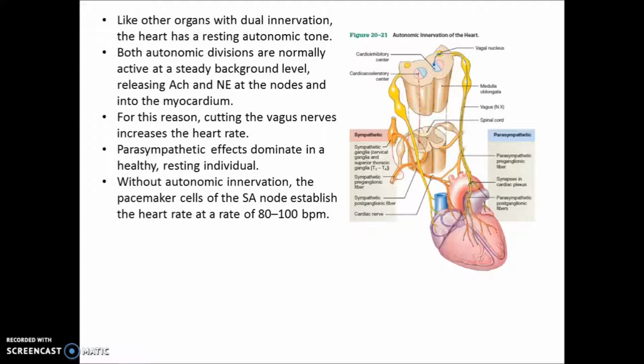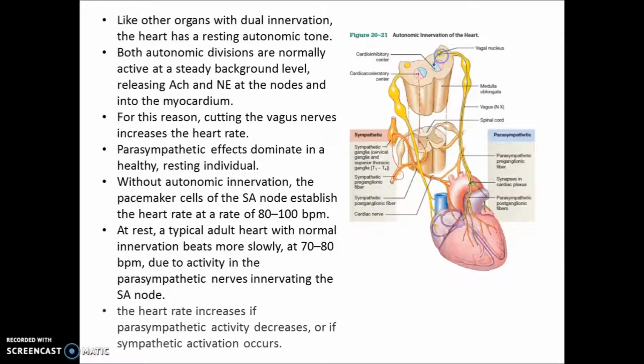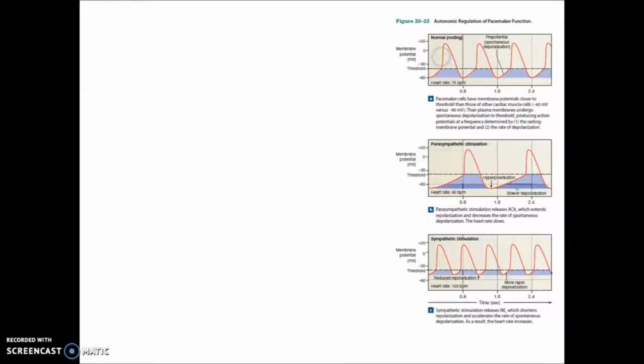Without autonomic innervation, the pacemaker cells of the sinoatrial node establish the heart rate at 80 to 100 beats per minute. At rest, a typical adult heart with normal innervation beats more slowly, at 70 to 80 beats per minute, due to activity in the parasympathetic nerve innervating the sinoatrial node. The heart rate thus increases if parasympathetic activity decreases or if sympathetic activation occurs.